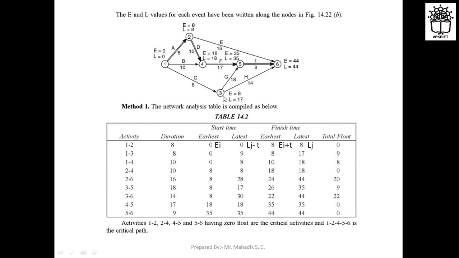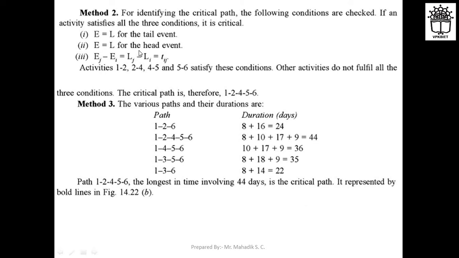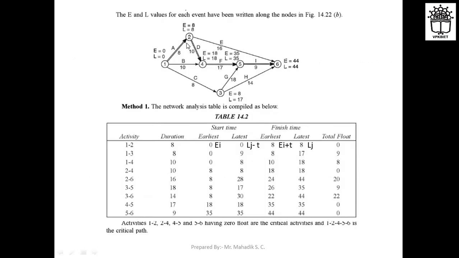Here on 3 you can see that E is not equal to L, right? So that's why it is not in the critical path. Then next, E is equal to L for all the head events also. This is the head event for 1 to 2, so E is equal to L. For 2 to 4 the head event is 4, E is equal to L. For 4 to 5 the head event is 5, E is equal to L. 5 to 6, head event is 6. For 1 to 3 the head event is 3, so E is not equal to L. So that's why it is not in the critical path.